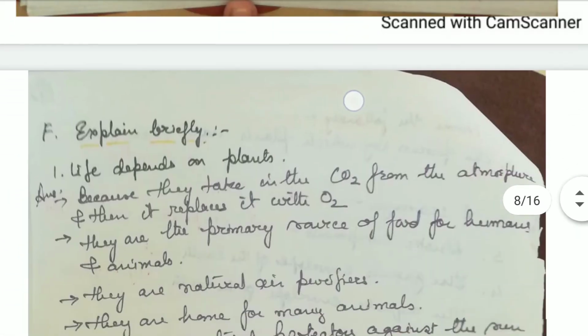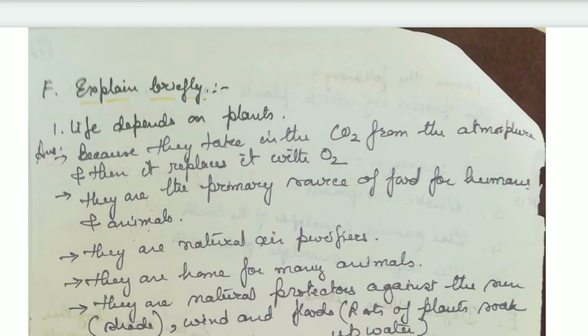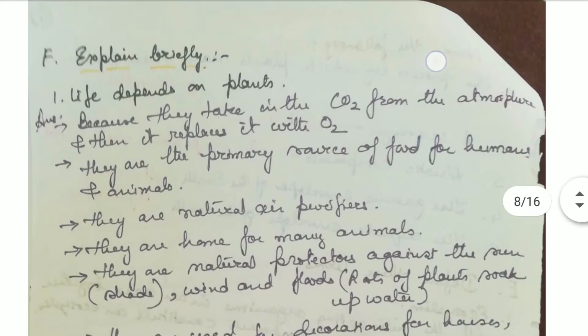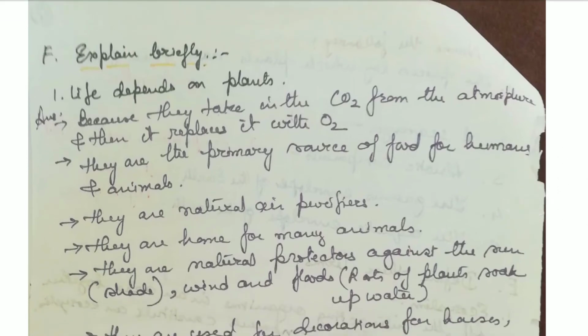Next we come to explain briefly. Life depends on plants. What do you mean by this? That is the explanation. We can say this because they take in carbon dioxide from the atmosphere and replace it with oxygen. They are the primary source of food for humans and animals.